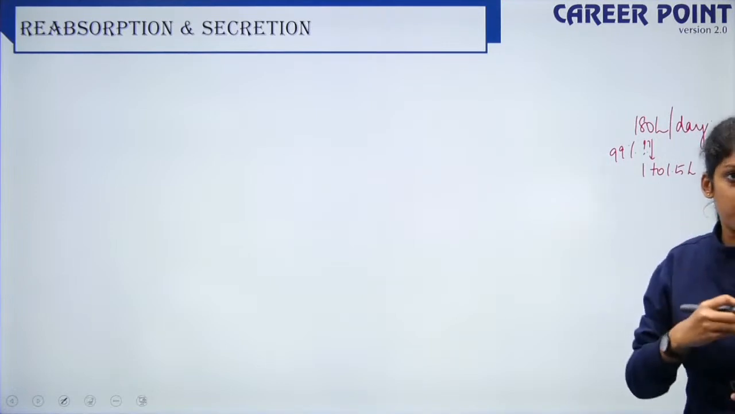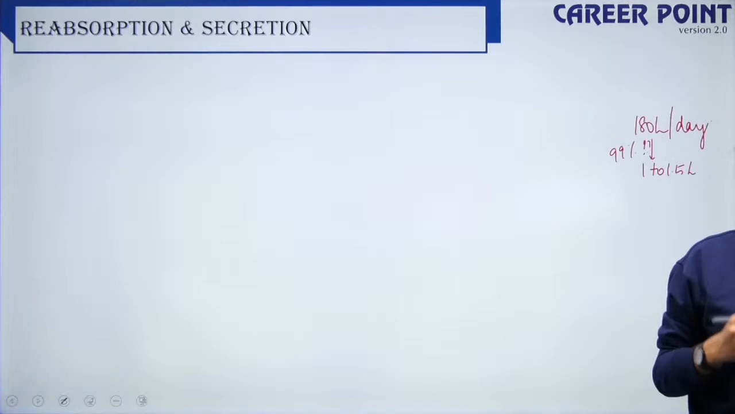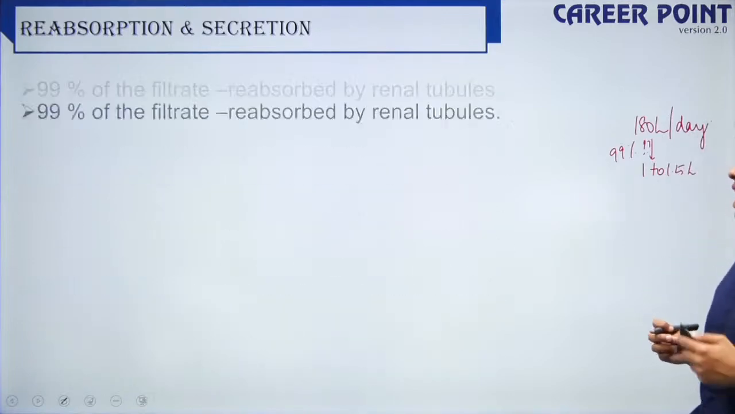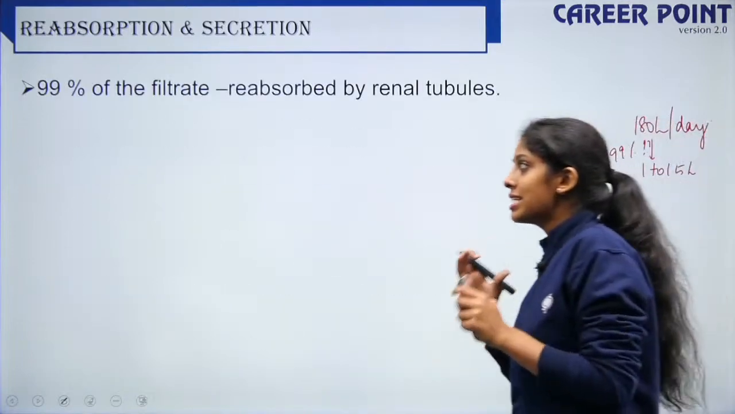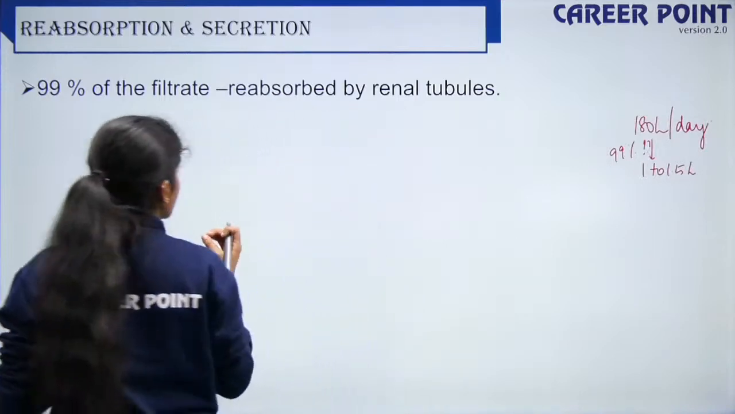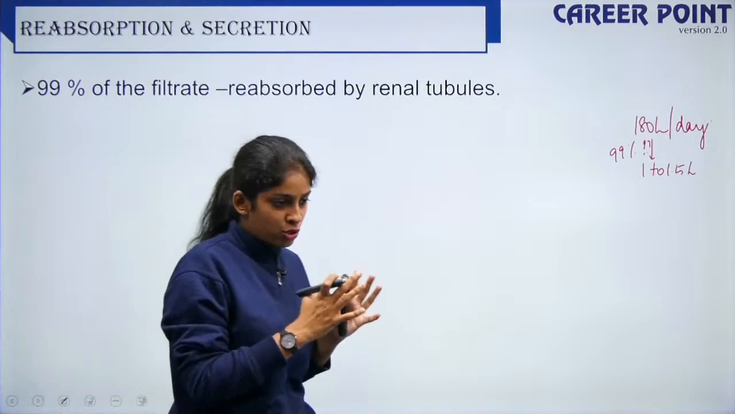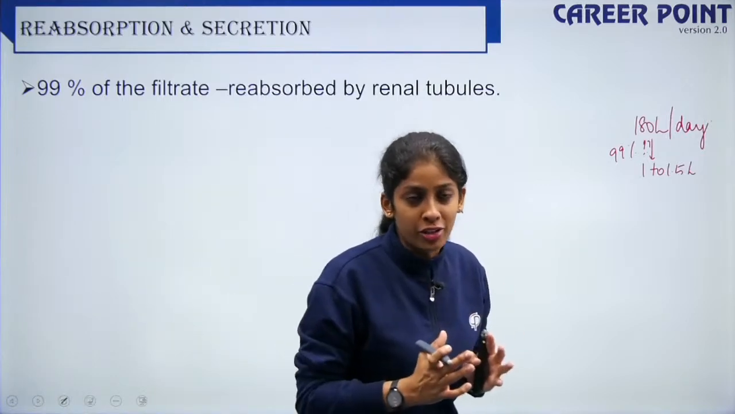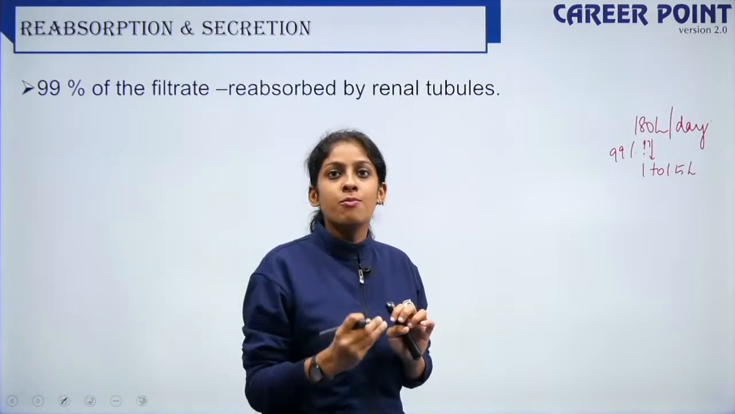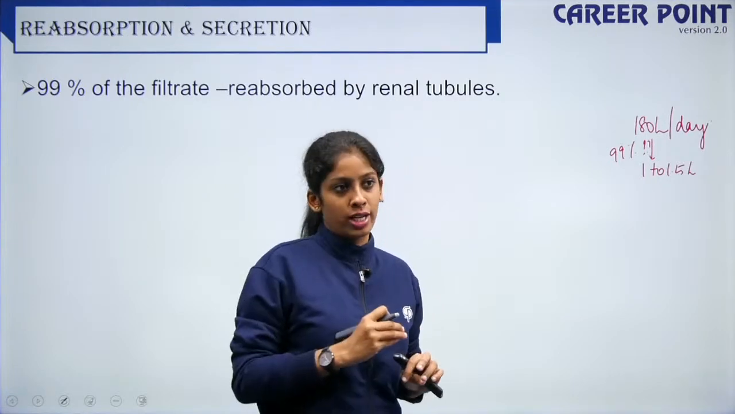So who is going to reabsorb it and where is it getting reabsorbed? Let's talk. That is reabsorption. 99% of the filtrate is reabsorbed by the renal tubules. After the glomerular filtration, the end product is the filtrate, right? So we are going to reabsorb certain things from the filtrate.